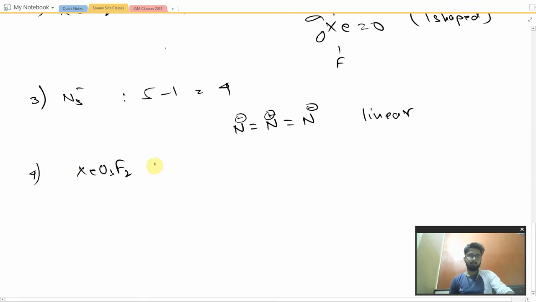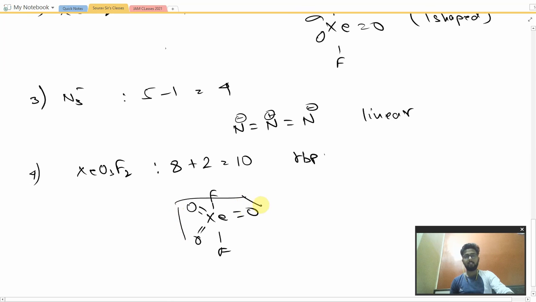XeO3F2. So here also Xe has a contribution of 8 electrons. The O do not contribute at all, and the two Fs contribute 2 electrons. So a total of 10 electrons is obtained. So for this also we will be getting a TBP type structure, and let me draw the structure for you. So Xe, F, F, double bond O, double bond O, and double bond O.